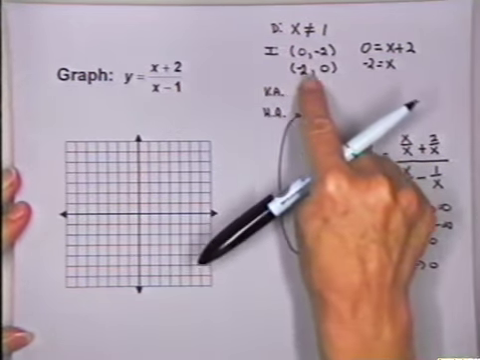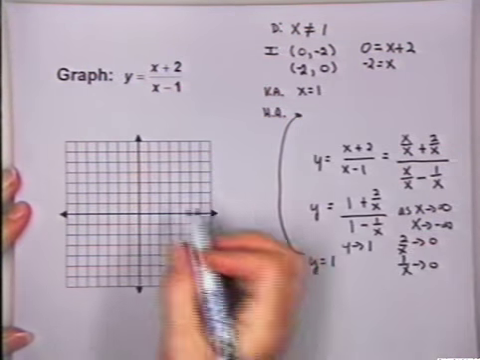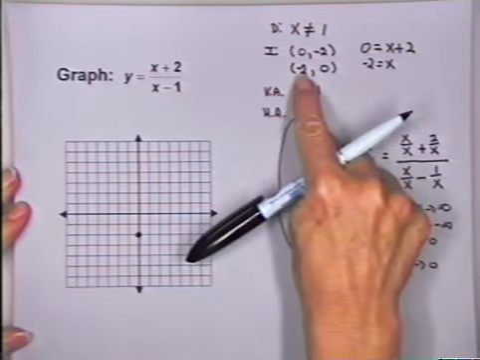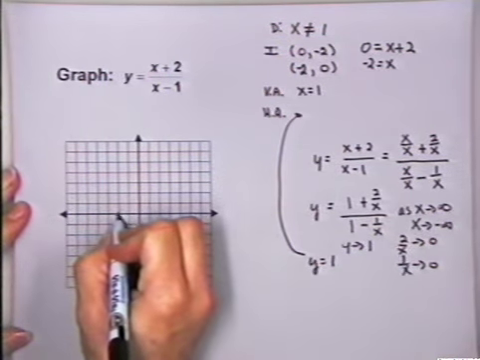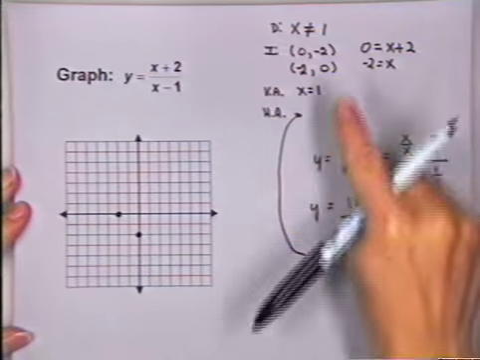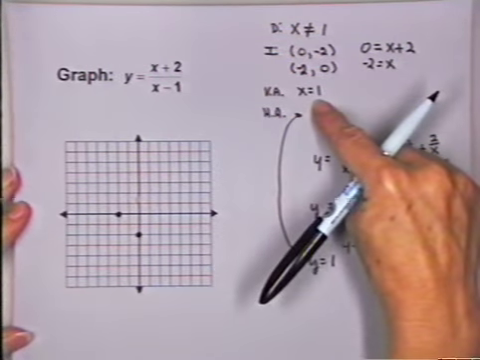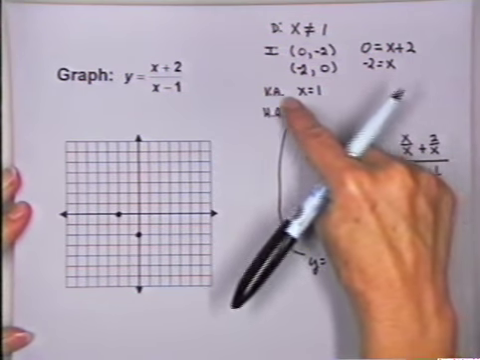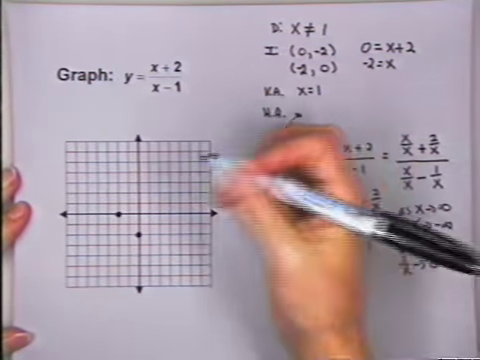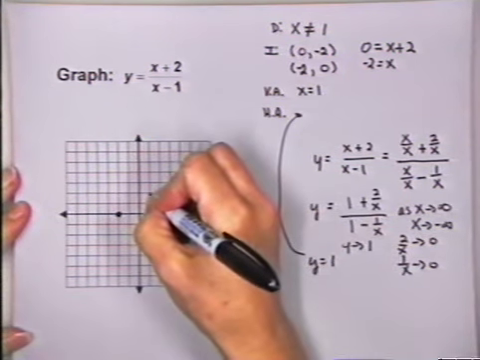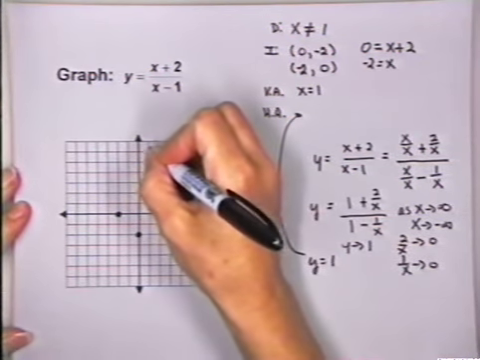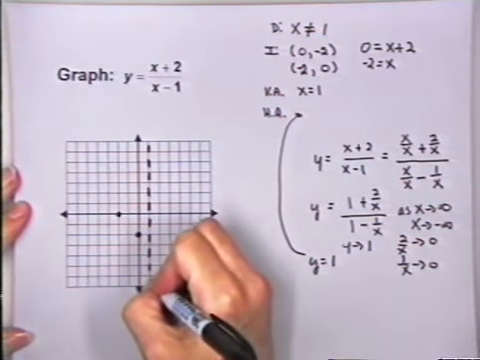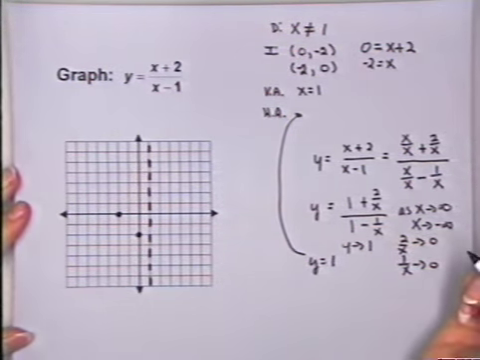We have 2 intercepts here, 0, negative 2. I'm going to locate that point. And negative 2, 0. I'm going to locate that point, negative 2, 0. We also have learned that x can't be 1, so there's no graph there, but x equals 1 is a vertical asymptote. So right over here at x equals 1, I'm going to just put a little dotted vertical line here. Now this is not actually part of the graph, but that line's there to help me.